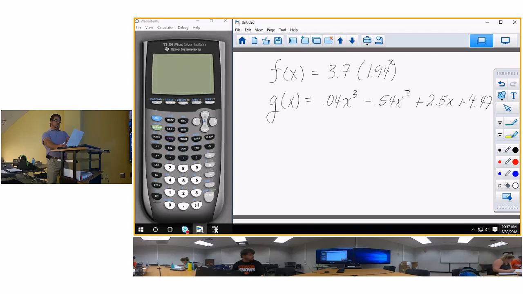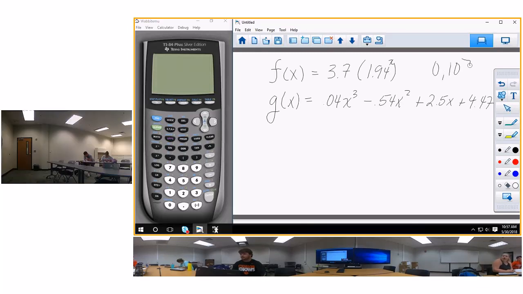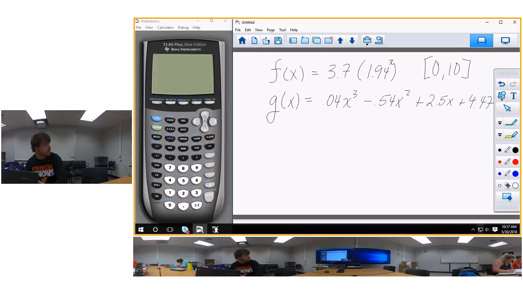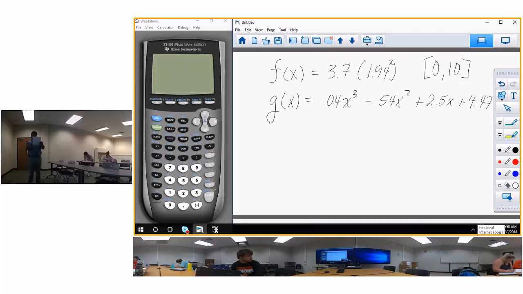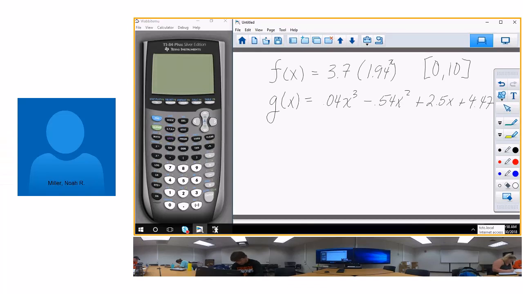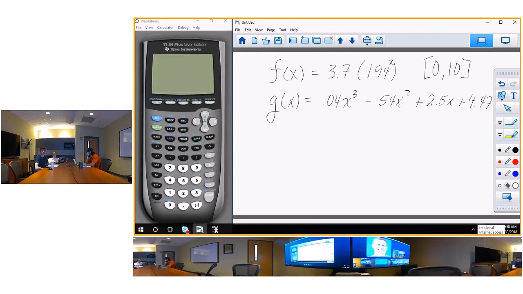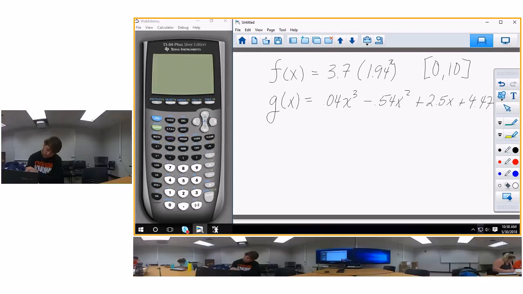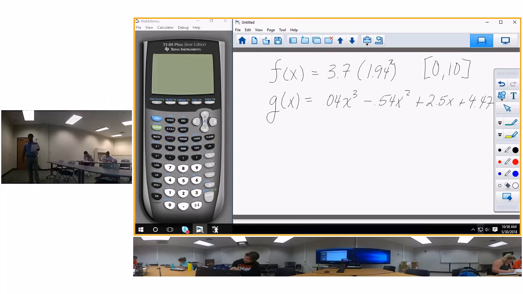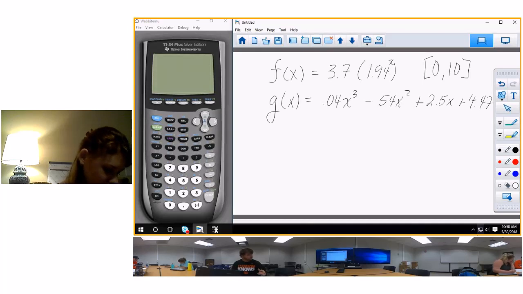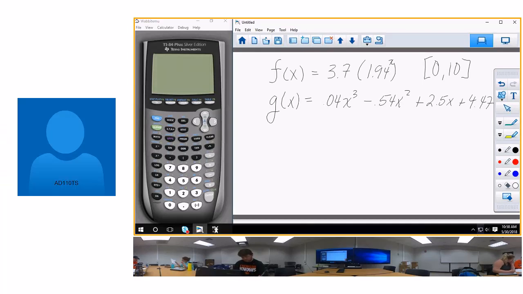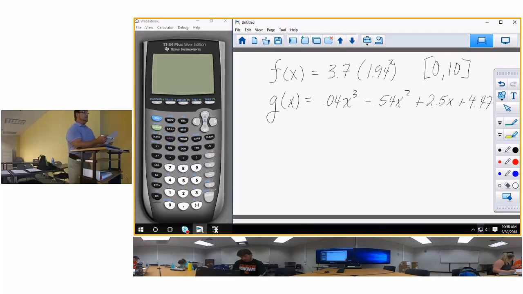What are the coordinates for this one? I'm sorry. 0 to 10. Better graph this one, because you're going to have to do something funky with this one. Graph it before you do anything.